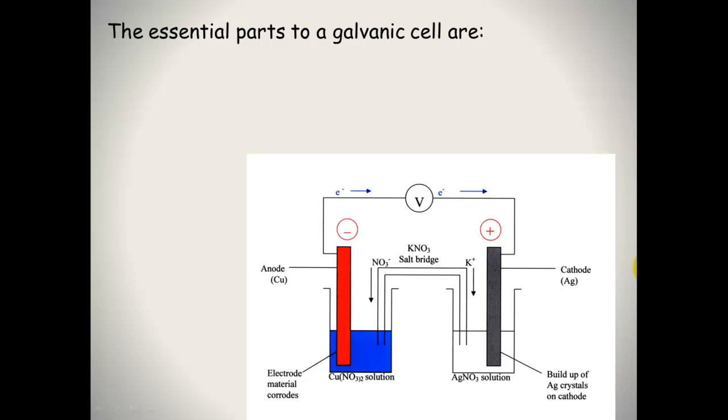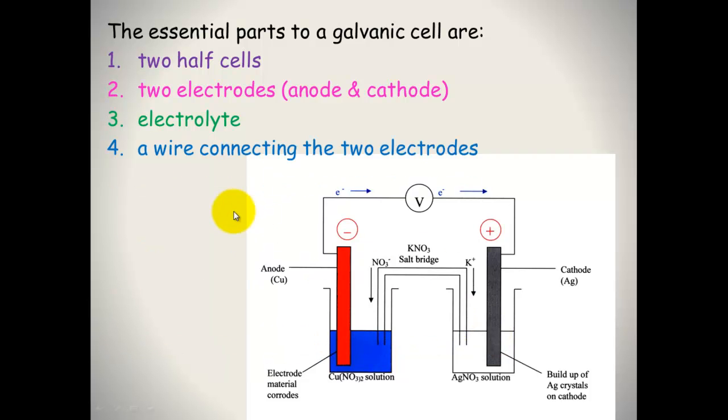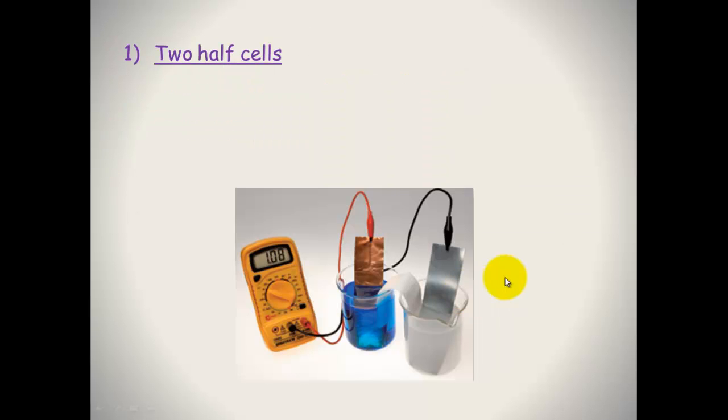The essential parts of the galvanic cell are the following. You need the two half cells. Here we have the two half cells. You need two electrodes, one of which is the anode, one of which is the cathode. You need an electrolyte, and both of the electrodes need to be sitting in some form of electrolyte. There needs to be a wire connecting the two electrodes, and there needs to be a salt bridge. Let's have a look at all of those things in detail.